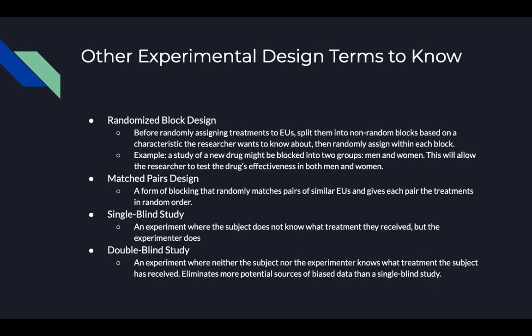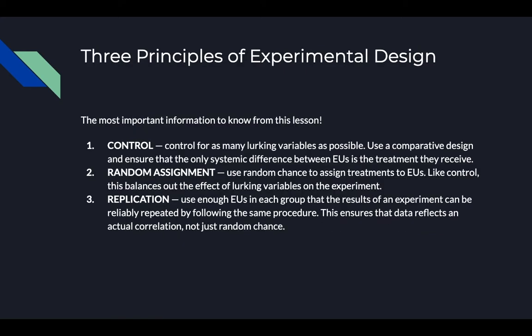A single blind study is one where the subject doesn't know what treatment they received, but the experimenter does. Double blind is where neither the subject nor the experimenter knows what treatment the subject has received. And double blind studies are typically more reliable than single blind studies because they eliminate more potential sources of biased data.